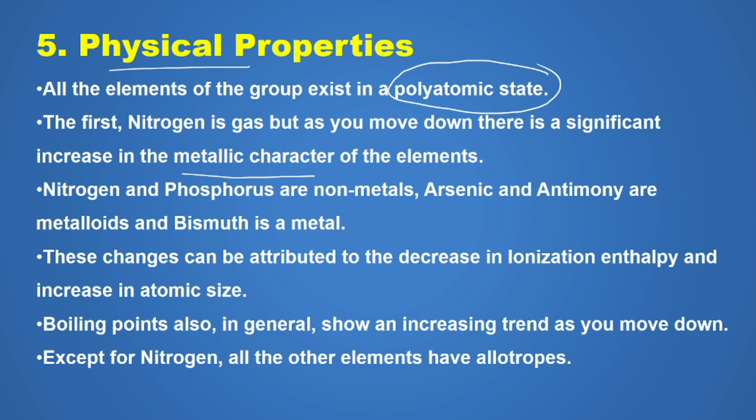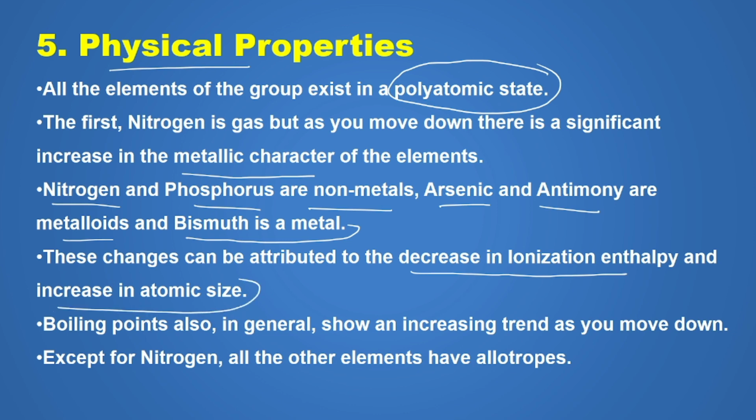Nitrogen is a gas, and down the group the metallic character of the elements increases. That is, nitrogen and phosphorus are non-metals, arsenic and antimony are metalloids, and bismuth is a metal. This is important. These changes are attributed to the decrease in ionization enthalpy and increase in atomic size down the group. Boiling point also increases as we move down.